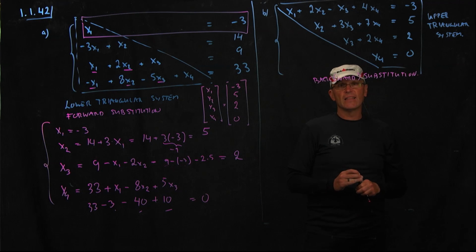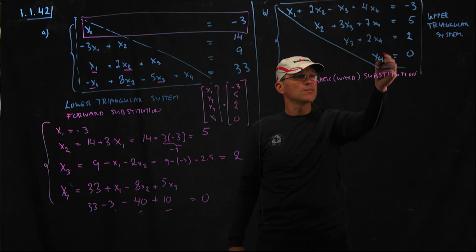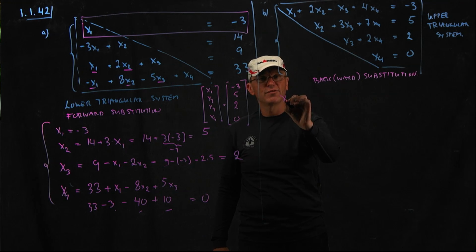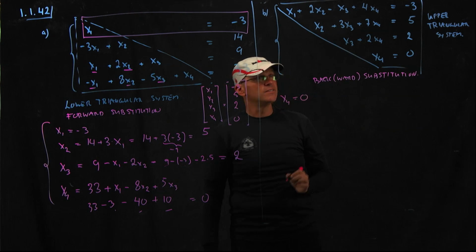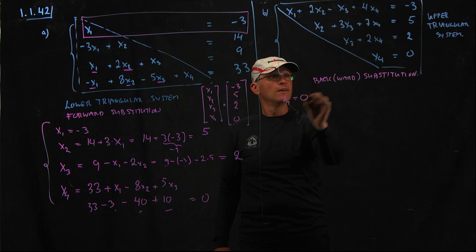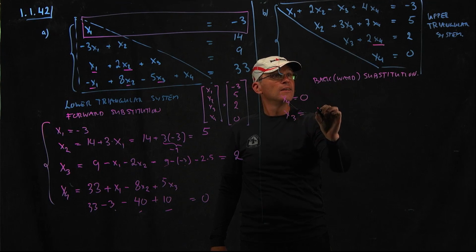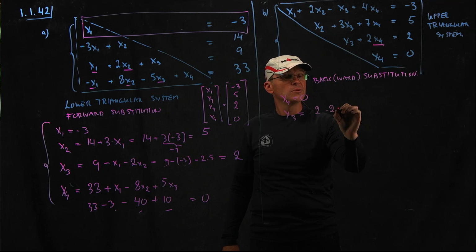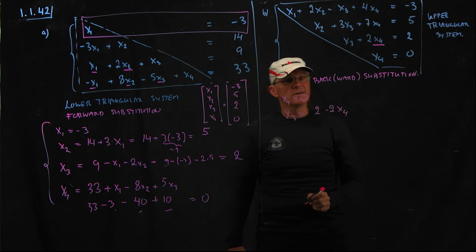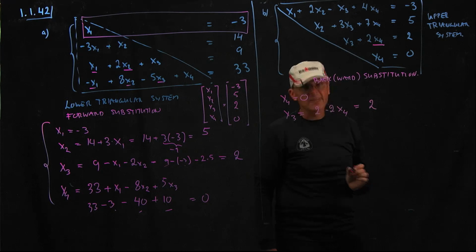And then we play the same game over here, except we go from bottom up, right? So first we have that x4 is 0. Then we'll go to the third equation. x4 is known, right? So x3 is 2 minus 2 x4. I can subtract 0 from 2, I think, and get 2.